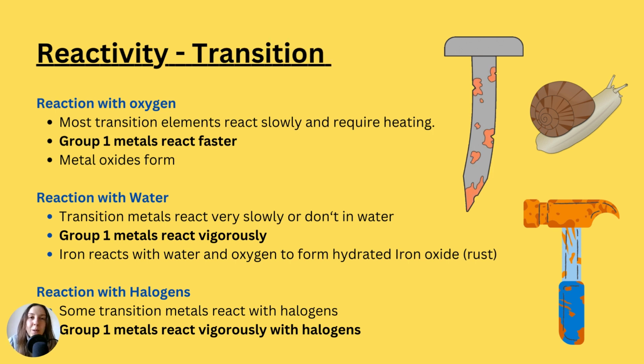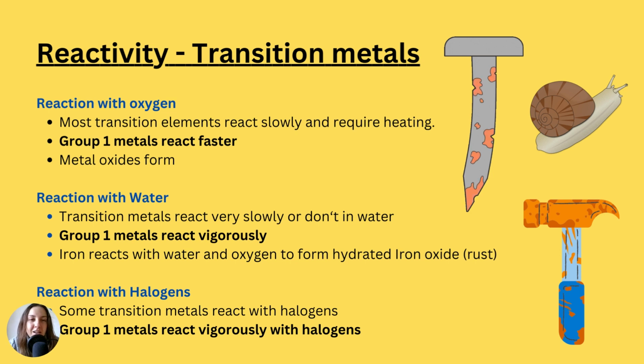So, when we talk about the periodic table, we cannot prevent ourselves from talking about reactivity. And this is no exception to this topic as well. So, the reactivity of the transition metals is as follows. You need to know how they react with oxygen, with water, and also the halogen.